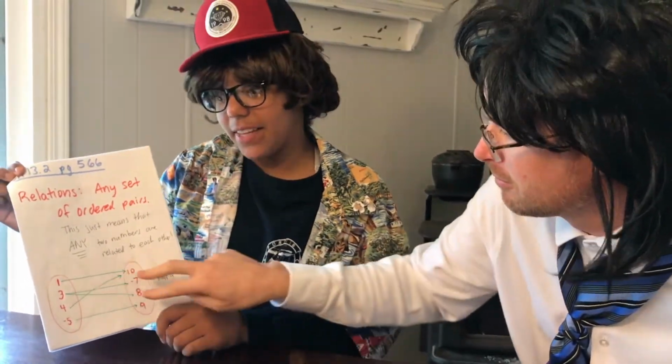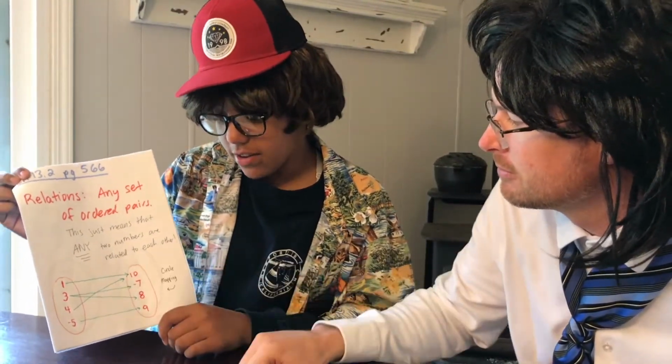Circle mapping. 1 goes to 10, 3 goes to -7 and 8, 4 goes to 10, -5 goes to 9. Oh, that's beautiful. Now back to you, Mr. Squishy Squish. Thank you.